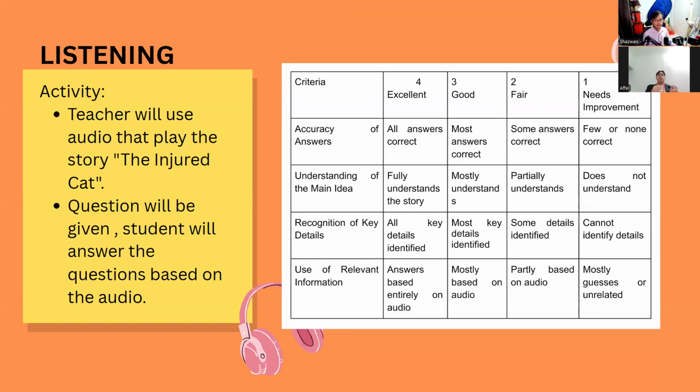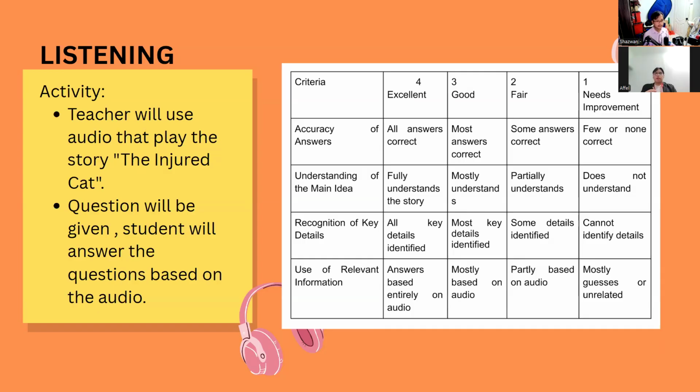So, the activity would be similar to what we do in SPM, where we will be sitting on a chair and listening to the audio. The difference is the student will be given questions based on the audio itself. So for the audio, I will be using a story with the title "The Injured Cat."